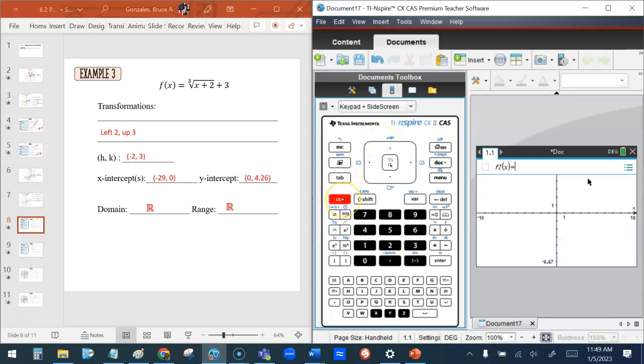Okay, control caret, cube root. I'm going to go to the right and put x plus 2, go to the right, plus 3. Okay, you should get this graph. Now, how do I get the x-intercept or the y-intercept? I'm going to press menu what? 5, 1, okay? Now, I can already see my y-intercept right here. It says it's 0, 4.26.